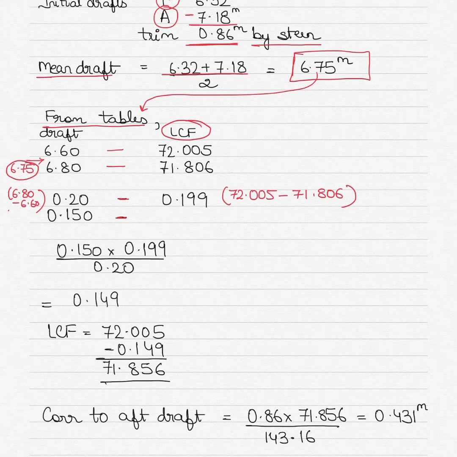What will be the difference in the LCF if the difference in the draft is 6.75 minus 6.60, that is 0.15? So for that you will do cross multiplication. This cross multiplication comes here, and then that gives you a correction value of 0.149. This is the correction value. What do you do with the correction value?